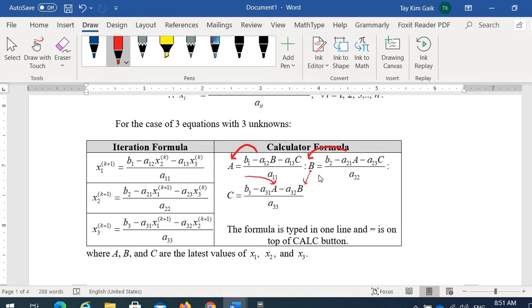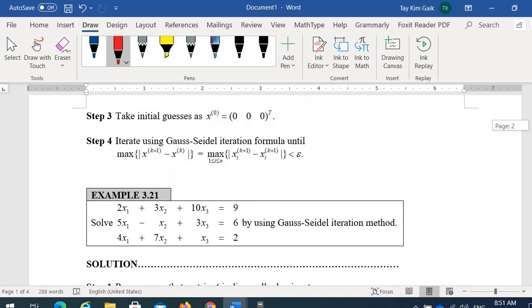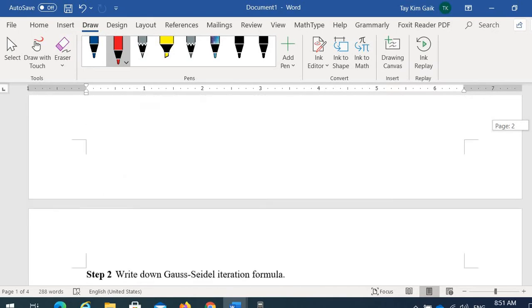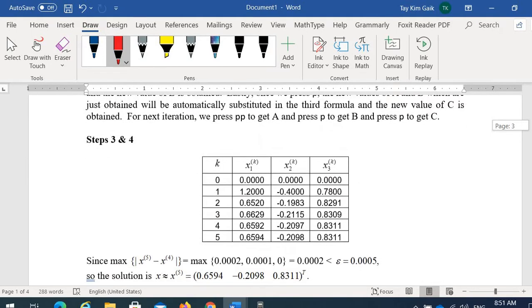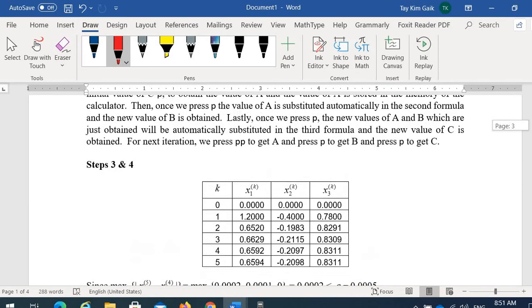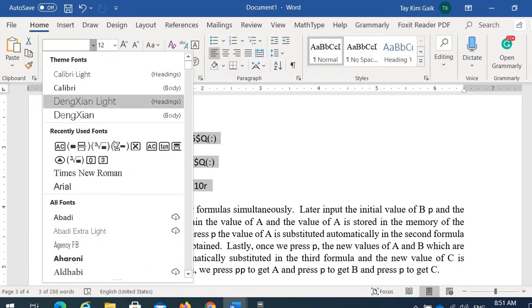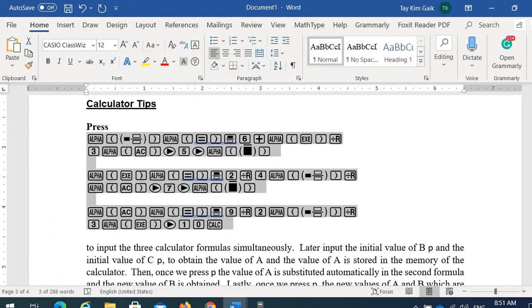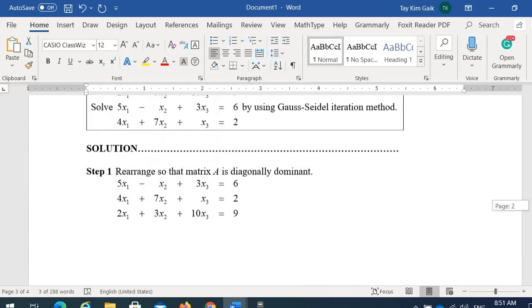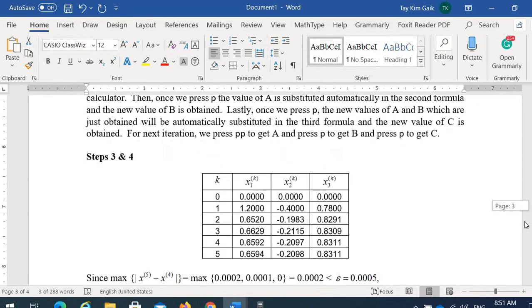So for the next iteration, we no need to input the B, C value. We just need to press equal. Then we obtain the whole table of the Gauss-Seidel iterative method. Once you obtain this table, click when to stop.